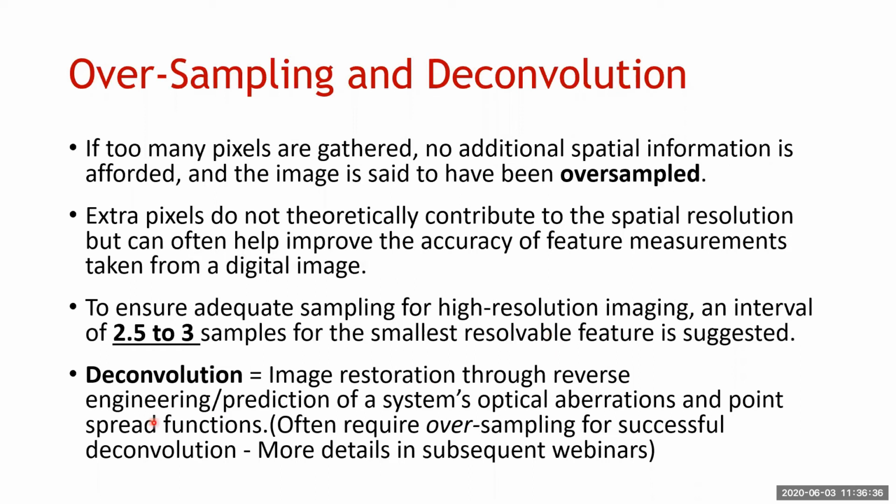I'm not going to talk about deconvolution now because we'll be talking about it in a subsequent seminar. But it's basically a concept that restores your images by reverse engineering all the optical aberrations in your system to be able to give you something that can pretty much be defined as super resolution. But for deconvolution to happen, you really need to oversample to make sure that you have enough per pixel information to give you that nice image.